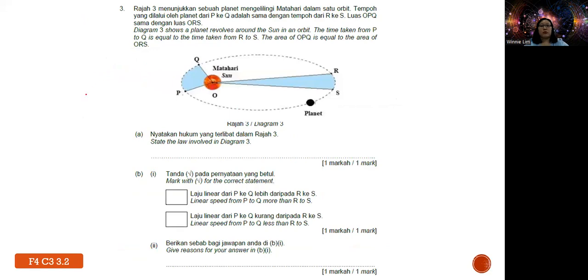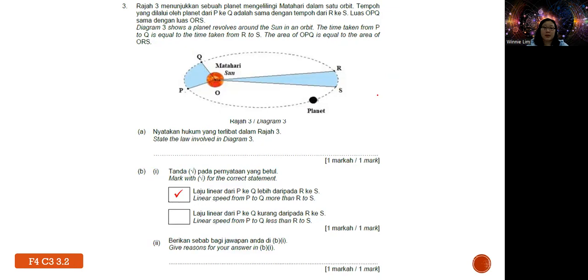Okay, next, question 3. Question 3 is from Form 4, gravitation on Kepler's law. Diagram 3 shows a planet revolving around the sun in an orbit, and the time taken from P to Q is equal to the time from R to S. And the area of OPQ and the area of ORS are equal as well. So what is this law? This is basically Kepler's second law.